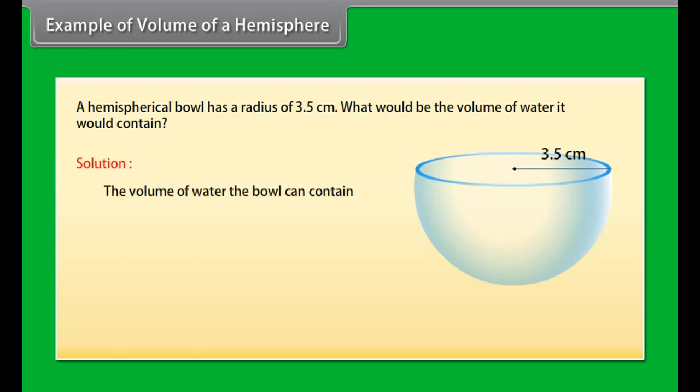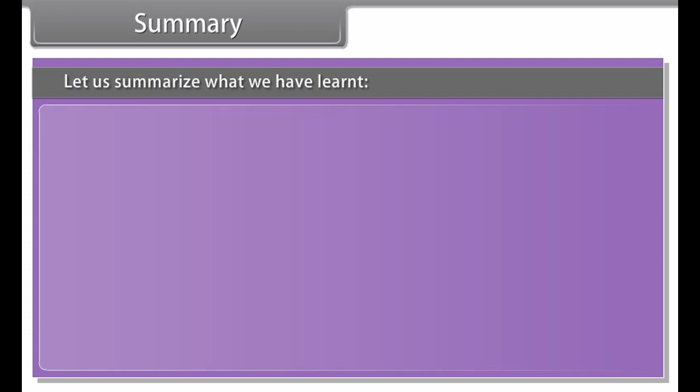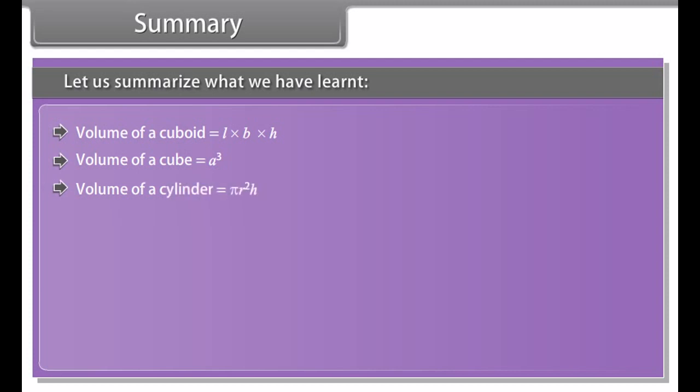Example of volume of a sphere. Let us solve an example to calculate the volume of a sphere. Find the volume of a sphere of radius 21.6 cm. Solution. Required volume is equal to 4 upon 3 pi r³, which is equal to 4 upon 3 times 22 upon 7 times 21.6 times 21.6 times 21.6 cm³, which is equal to 4230.34 cm³.